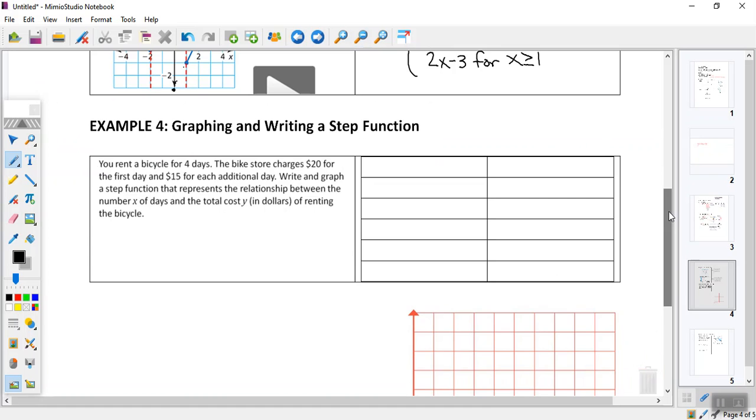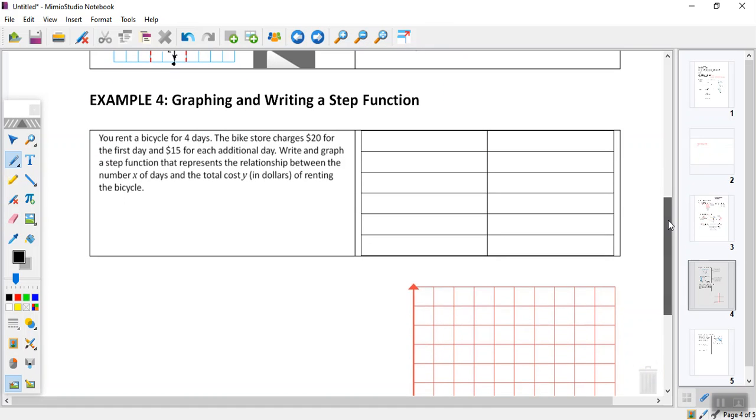Okay, let's tie this up with example 4. Ooh, I kind of like this one. Graphing and writing what's called a step function. You rent a bicycle for 4 days. The bike store charges $20 for the first day, and then $15 for each additional day. Write and graph a step function that represents the relationship between the number X of days and the total cost Y in dollars of renting the bike.